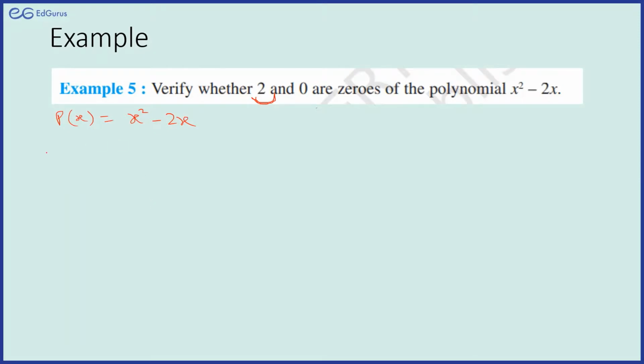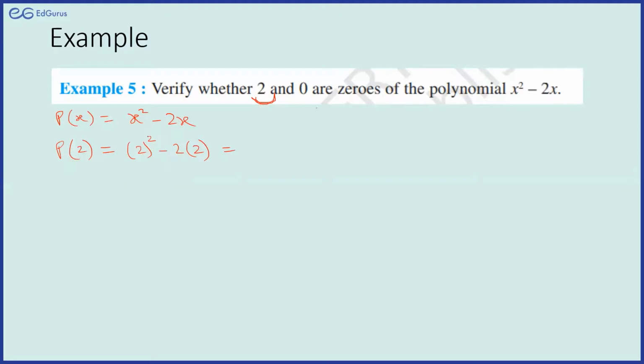तो क्या करेंगे? कैसे verify करें? Putting 2 at the place of x. Good. So we will put 2 in place of x. So what is p of 2? Calculate करो and type करो. So we will substitute 2. जहाँ जहाँ x है, वहाँ पे हमने 2 substitute करना है.